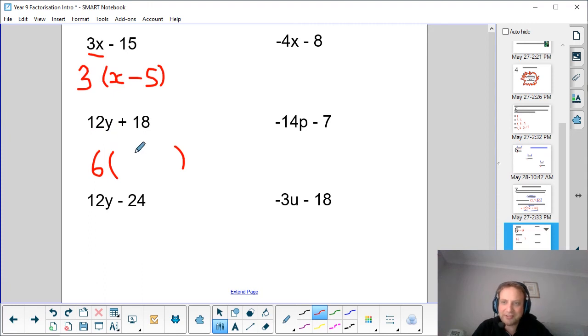So 12y divided by 6, we just divide the numbers by each other. So 12 divided by 6 is 2, and we leave the y there. There's a plus there, so we'll put it here. And 18 divided by 6 is 3.